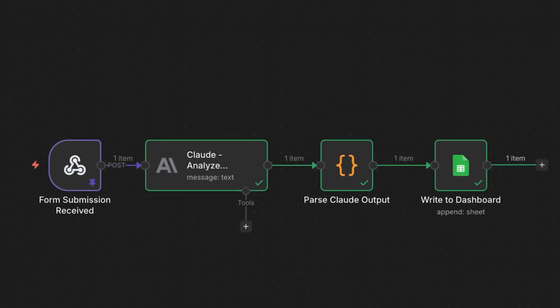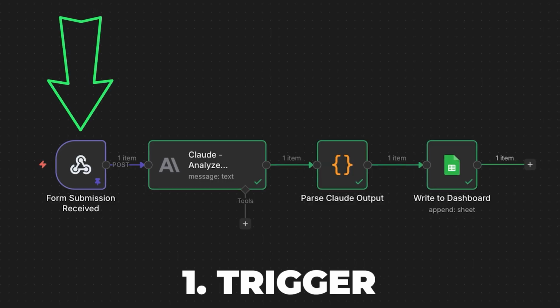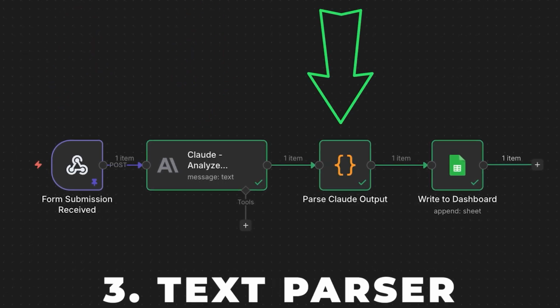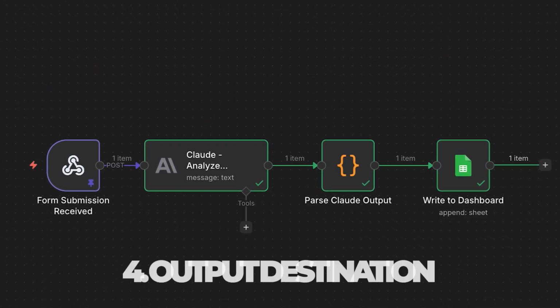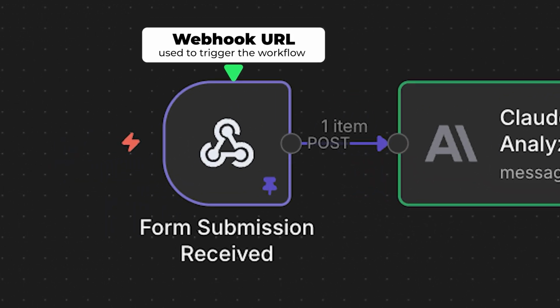Now, this AI workflow has 4 pieces: the trigger, the AI processor, the parser, and the output destination. Let's walk through each one of those before we build this out. This is the trigger. When someone submits the Google form, an app script fires instantly and hits the webhook URL, n8n wakes up, and the workflow starts.